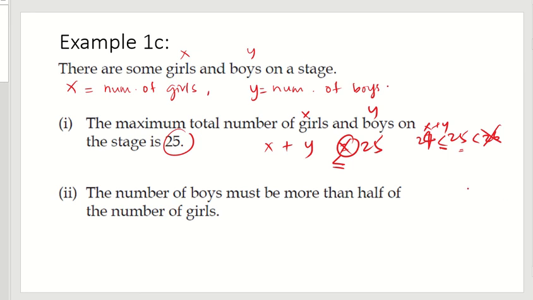No, Vincent's wrong already. The number of boys is y. The number of girls is x. Okay, y is more than half. Half of the number of girls is 1/2x. But we cannot put equal here. Okay, it must be more than.